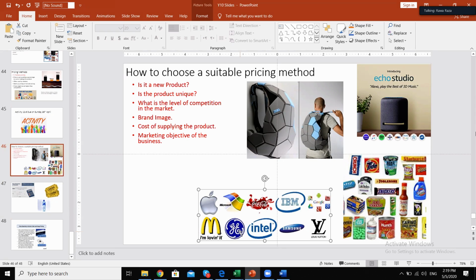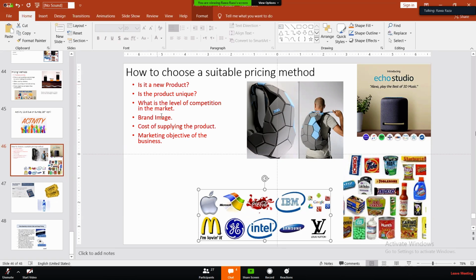Okay, this is a unique product. The quality is really great, but can people afford it? So you take these factors as one package into consideration in order to make a decision about your pricing method. So it's not only one factor, and cost might come as a factor always in determining your pricing method.